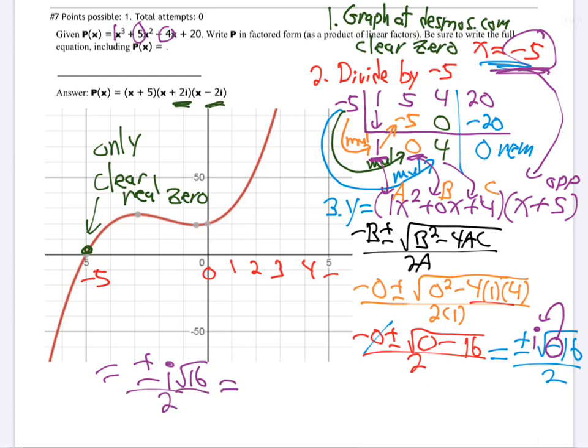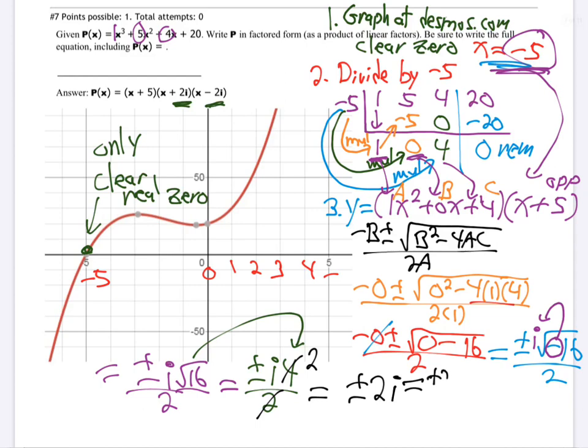And that is plus or minus i times 4 over 2, right? Root 16 is just 4, and the root's gone. Whenever you root something, it vanishes. All right, and then last step, 2 goes into 4 2 times. So plus or minus 2i. So those are the other two zeros, right? It means plus 2i and minus 2i.